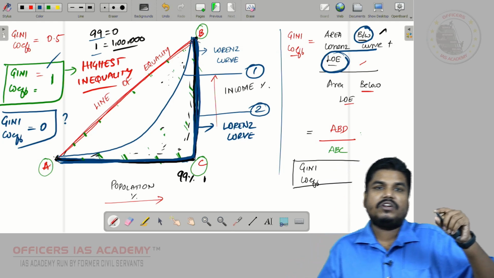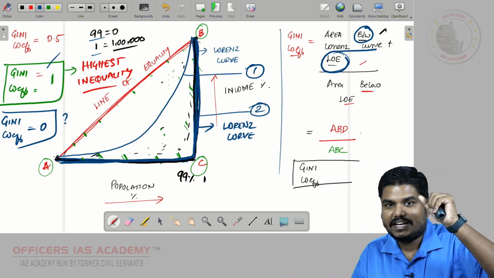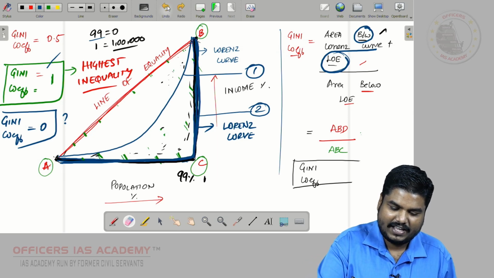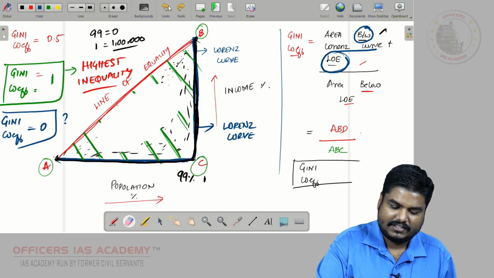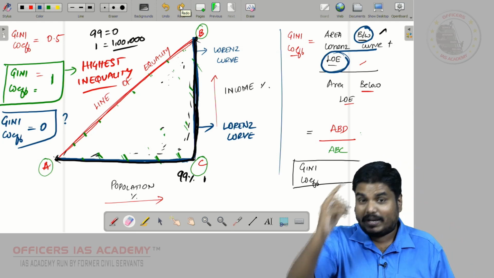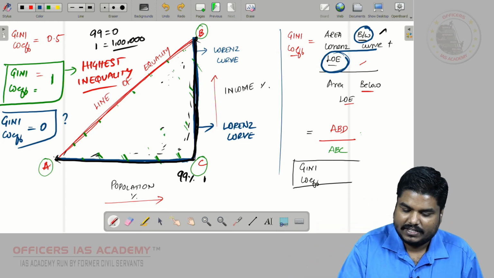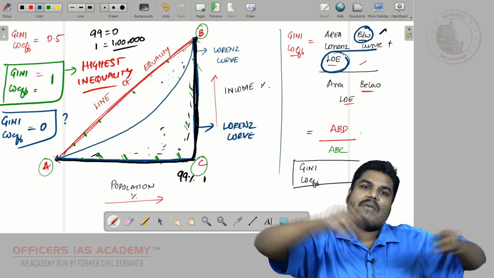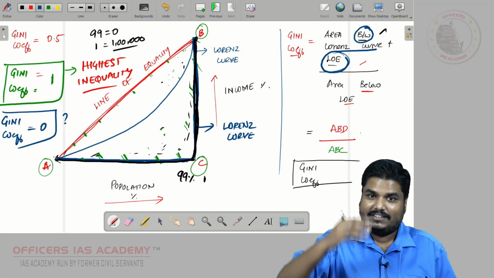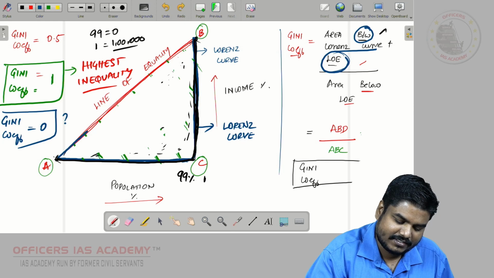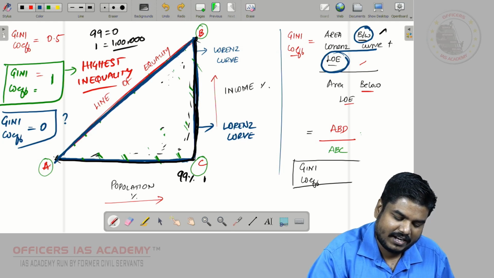Now I want Gini coefficient as 0. When will I get Gini coefficient 0? Consider a situation where the Lorenz curve is overlapping with the line of equality. That Lorenz curve itself is overlapping with the line of equality. That means now the Lorenz curve is like this. Now the Lorenz curve has become a line.